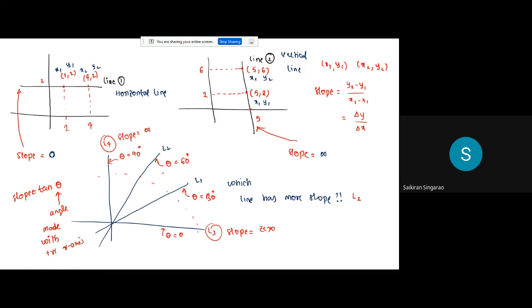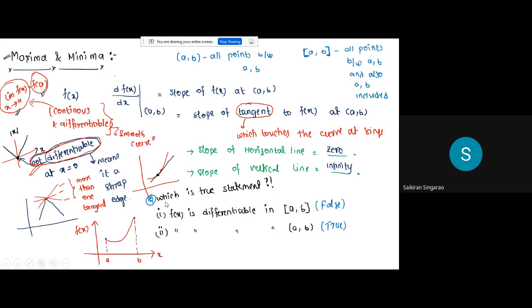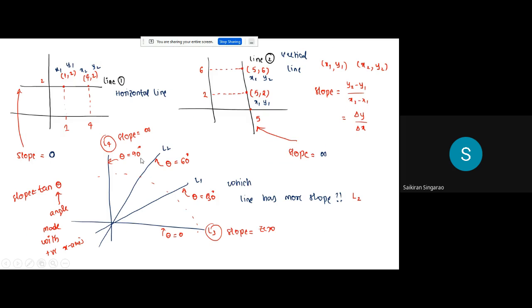So the steeper the line is, the more slope it has. Vertical means exactly 90 degrees. I hope you understood the basic concept of slope. In fact, this is not what I was going to teach you, but at least you understood the meaning of the slope of a line, right?